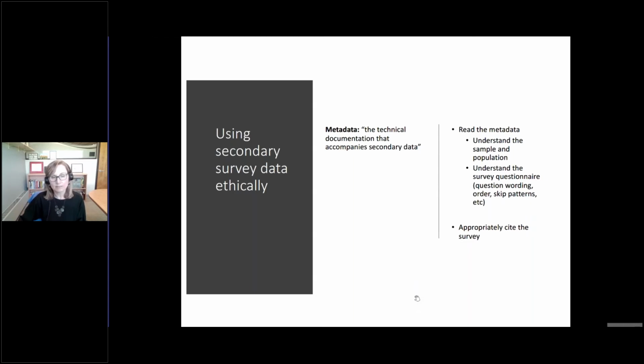Skip patterns: sometimes if people answered one way to a question, then it skips them to a later part of a survey. You just want to know what's going on with that survey, and that's part of your responsibility. You also want to be sure that you're appropriately citing the survey. I can say, as someone who has put together survey research, it's a tremendous amount of work. You have to, first of all, get the money for the survey. You have to design it, all of this. So, if you're using somebody else's survey, you want to cite them appropriately in your work.